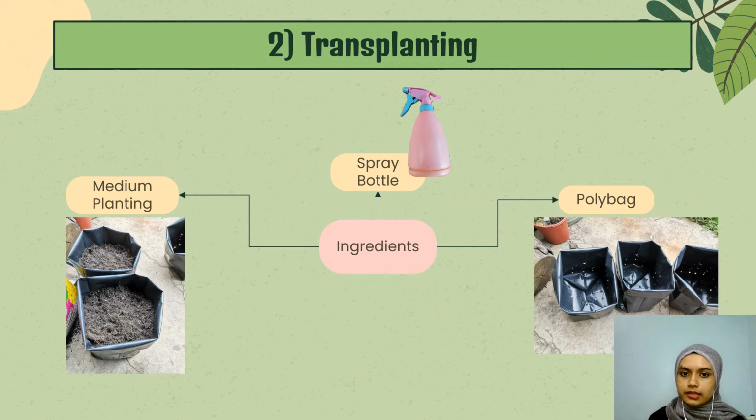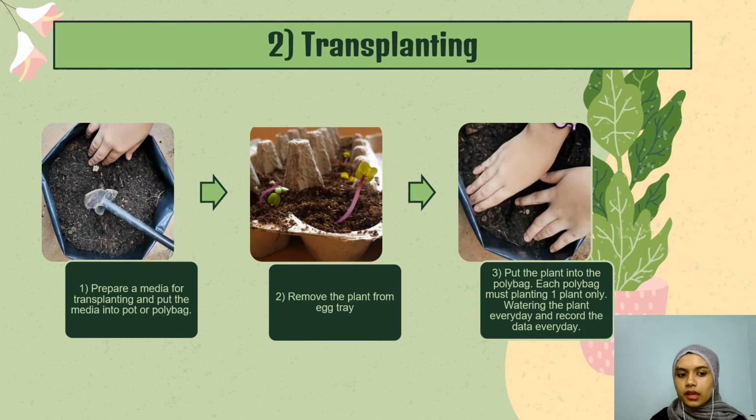The second method is transplanting. The things that we need are planting medium, which is soil, a spray bottle, and polybags. First of all, we need to prepare a medium for transplanting and put the medium into a pot or polybag. Second, remove the plant from the egg tray and put the plant into the polybag. Each polybag must consist of only one plant. And we need to water and record the data every day.